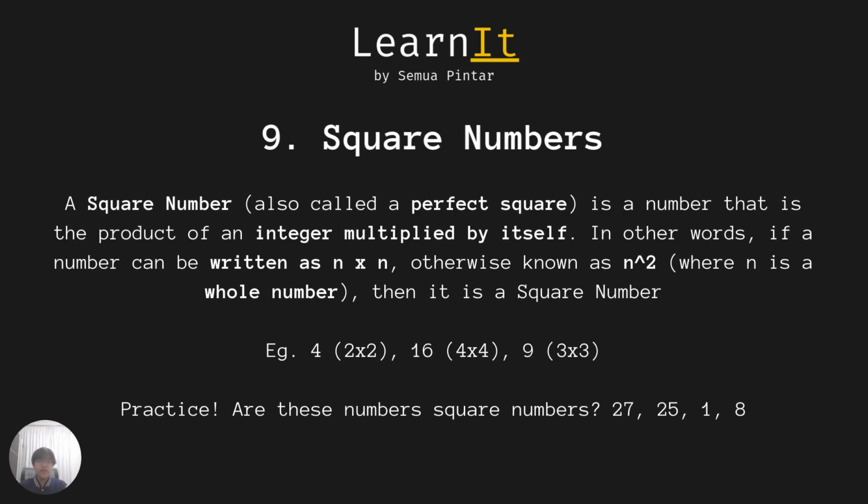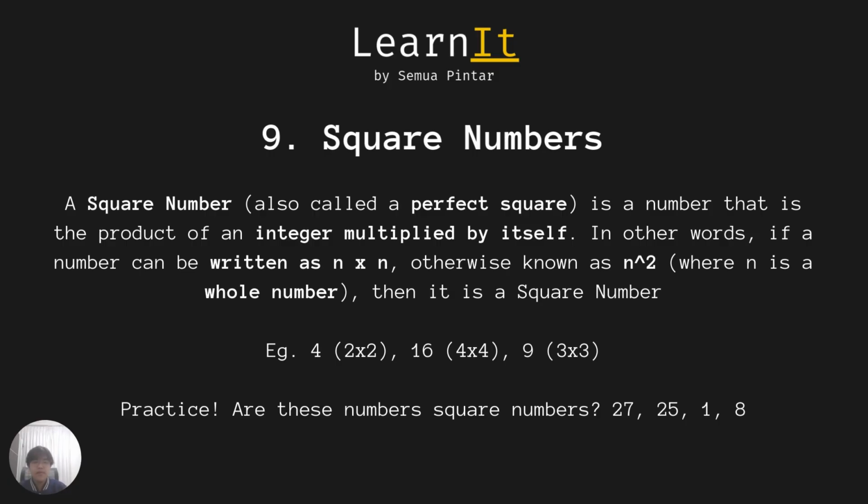Next, moving on to square numbers. So a square number, also known as a perfect square, is a number that is the product of an integer multiplied by itself. Or in other words, if a number can be written as n times n, otherwise known as n squared or n to the power of 2, where n is a whole number, then it is a square number. So a few examples of square numbers are 4, which can be expressed as 2 times 2, 16, which can be expressed as 4 times 4, and 9, which can be expressed as 3 times 3.